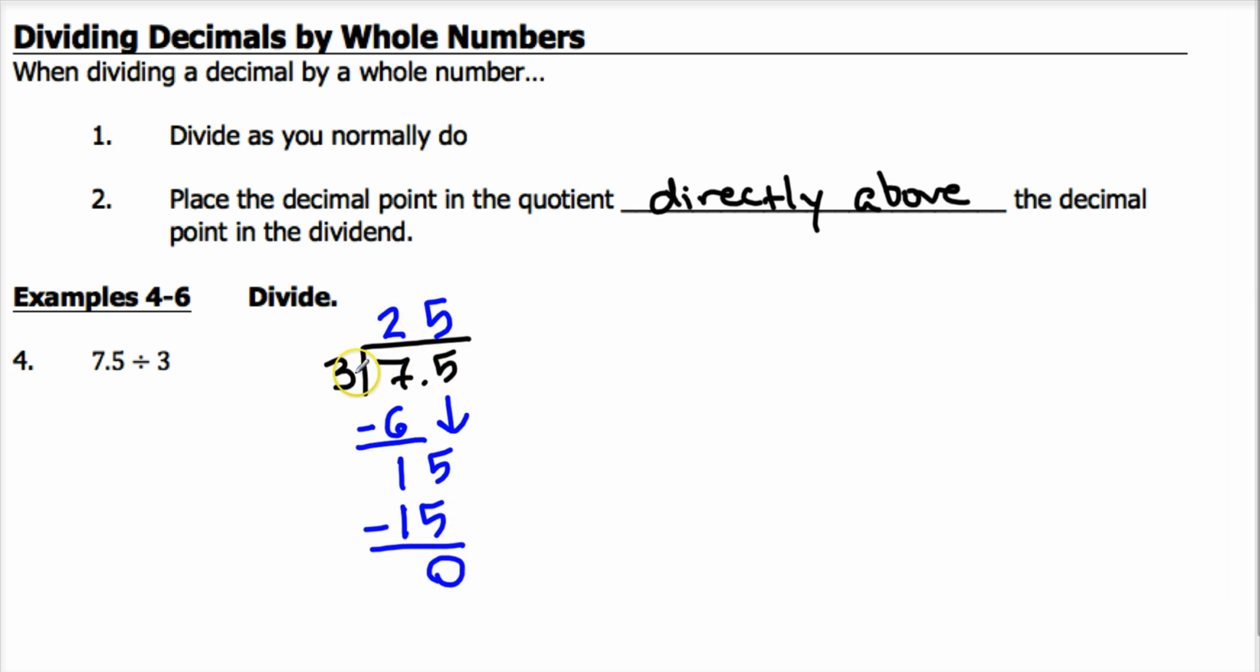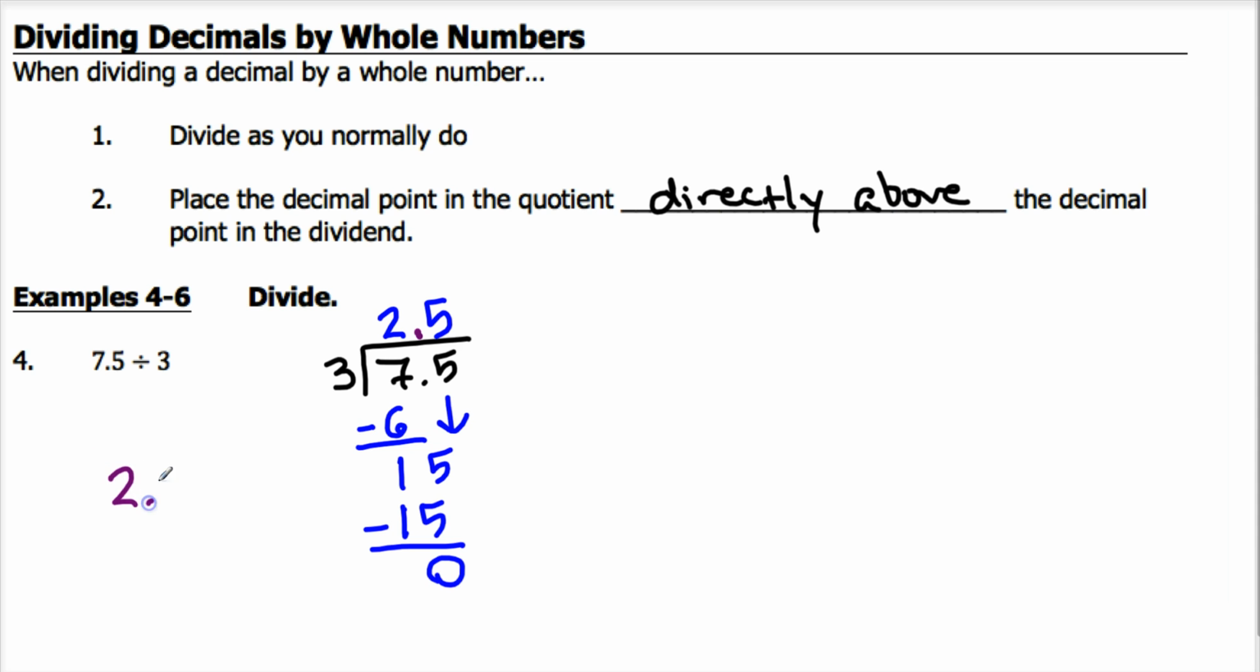Okay, so 75 divided by 3, had that been the problem, my answer would have been 25. But the problem is 7.5 divided by 3, so to get my answer, all I need to do is take this decimal point and bring it straight up and place it there between my 2 and my 5. And it's very important when you're doing division with decimals to keep everything lined up in nice columns, and then you should be able to put your decimal point in the right spot. So 2.5 is my answer.